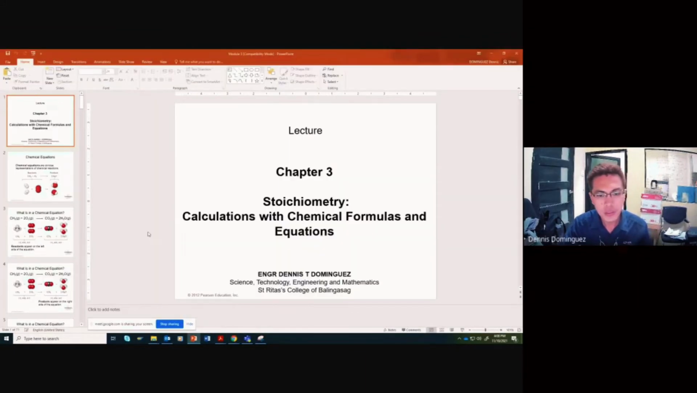About stoichiometry, calculations with chemical formulas and equations. For this day, we'll be discussing half of this topic, half of this chapter, and then we'll continue this topic next week, so that we can include this chapter sa atong midterm exam, which is scheduled next week also. I think for 18 and 19.